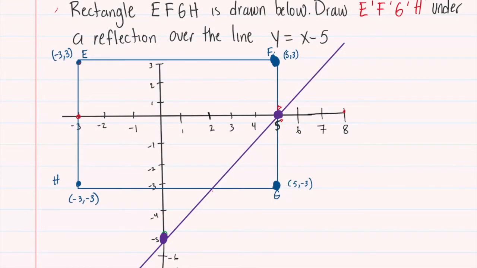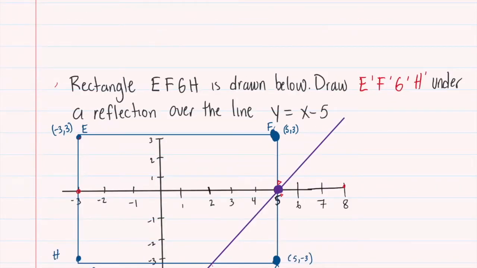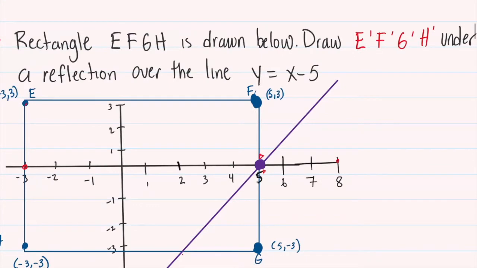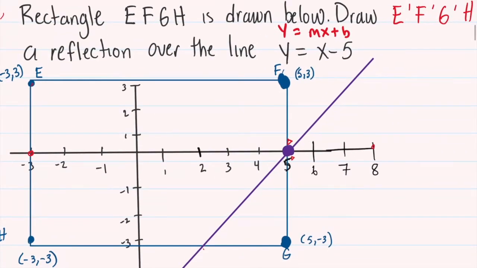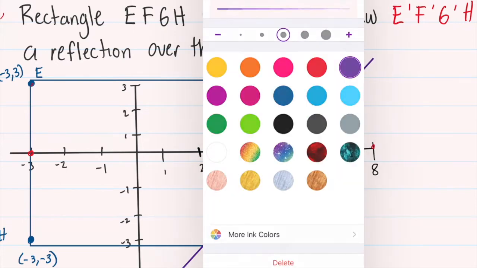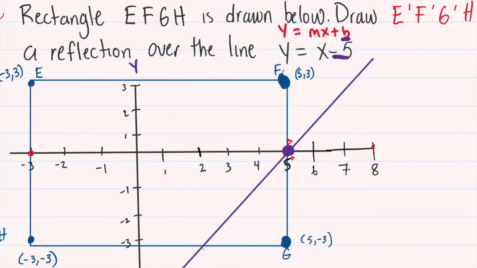Reflect this rectangle across the line y equals x minus 5? Well, in this problem, we basically have to realize how to graph that line in case they don't give it to you. So remember, y equals mx plus b. You need that in order to graph this correctly because the letter b is -5. It stands for the y-intercept, which the y line is right there.